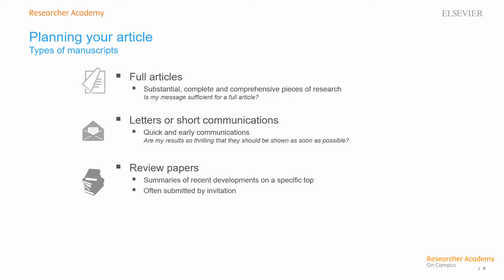Right, there are various types of manuscripts that suit different purposes. So first of all, we'll start with full articles. They're the most frequent type. These are often substantial, complete and comprehensive pieces of research that are of significance. They are the standard paper type for disseminating completed research findings, and they're a good way to build a scientific research career. Letters or short communications are quick and early communications of significant original advances.